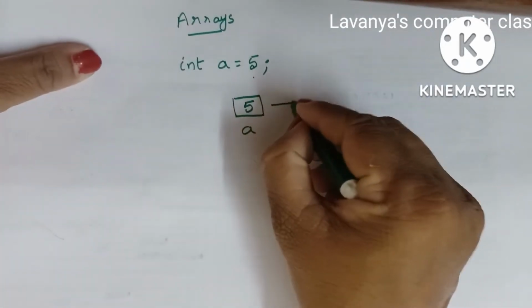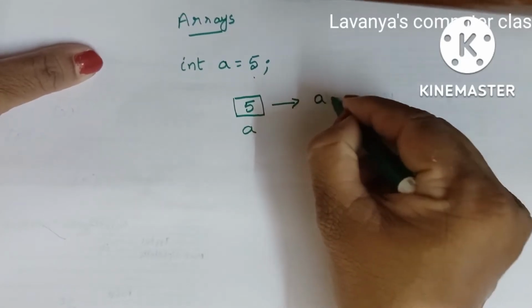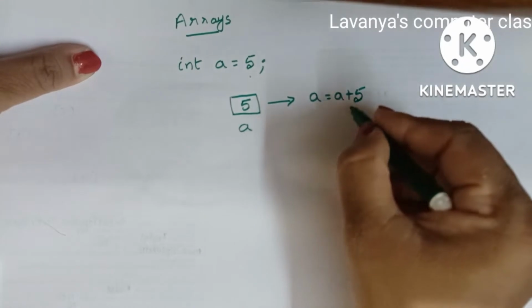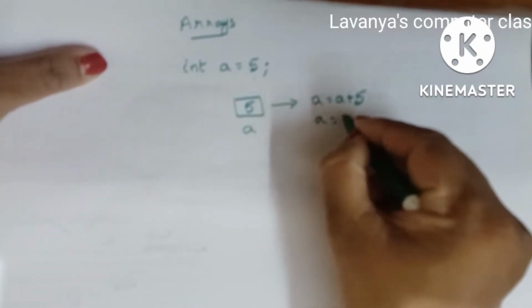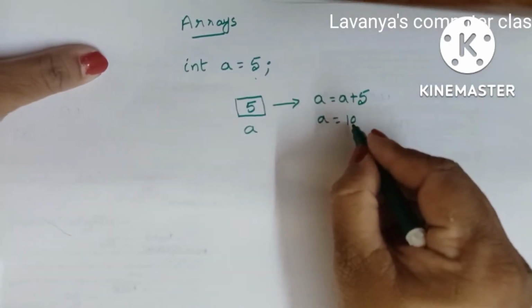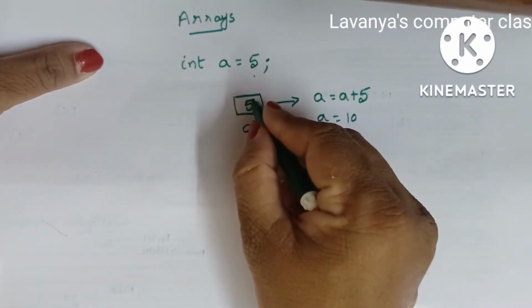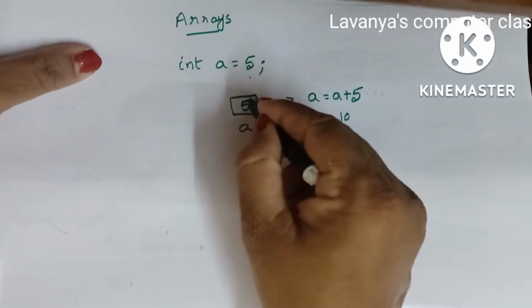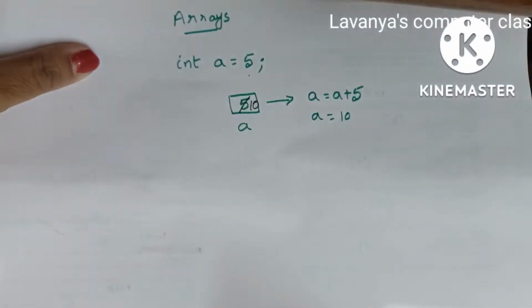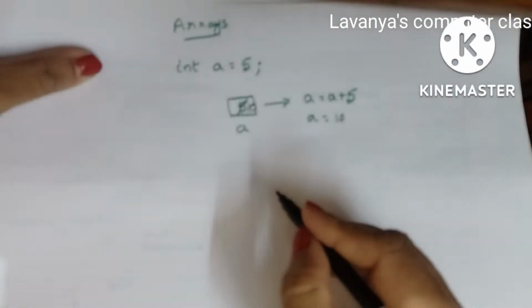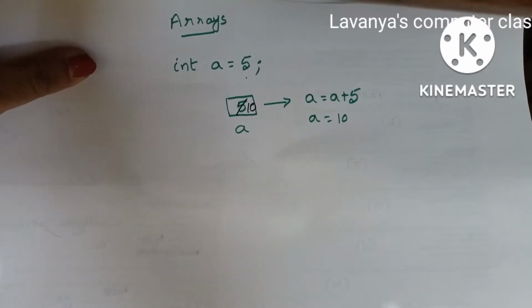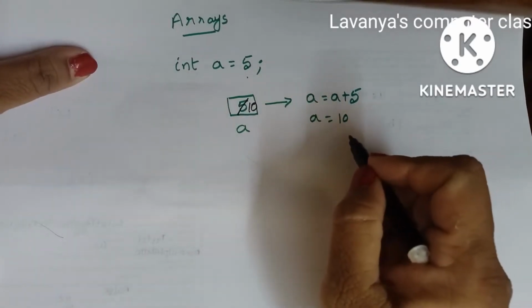After some time, whenever the execution is going on, the value of a is changed like this: a = a + 5. So what is the value of a now? The present value of a is now 10. Whenever a value is changed, the 10 is stored, replacing the 5. That means 5 is erased and 10 is stored here. So the value of a is 10.